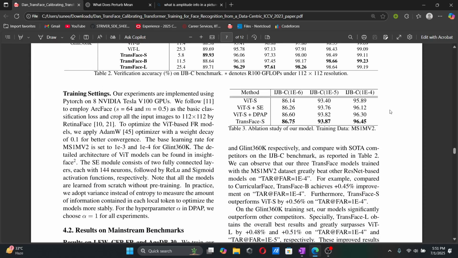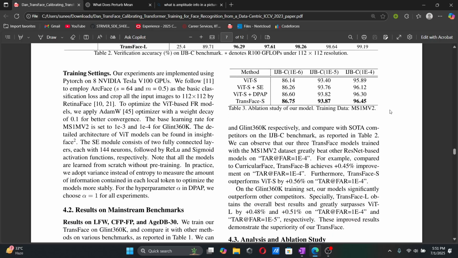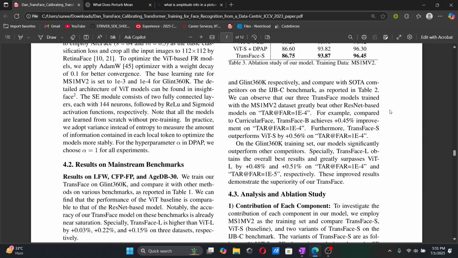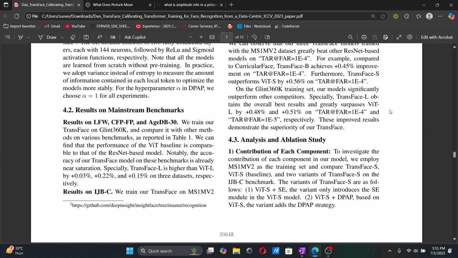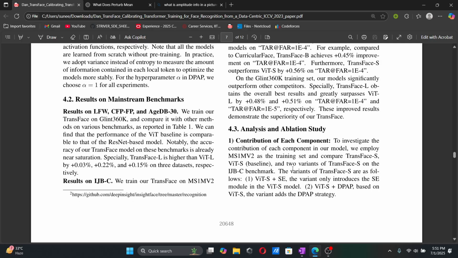I think S, B, and L represent the size, I mean like small, big, large. I don't know. And two variants of S only introduce the SE module in this model.